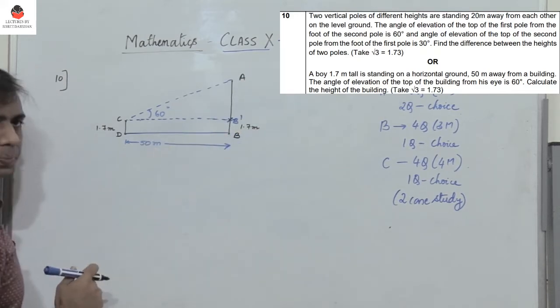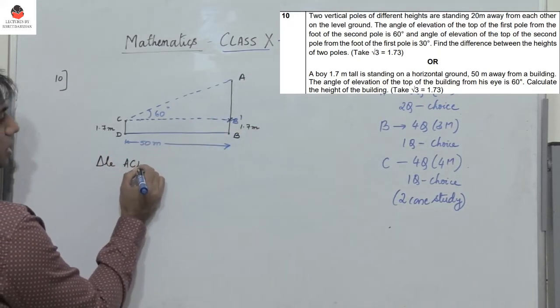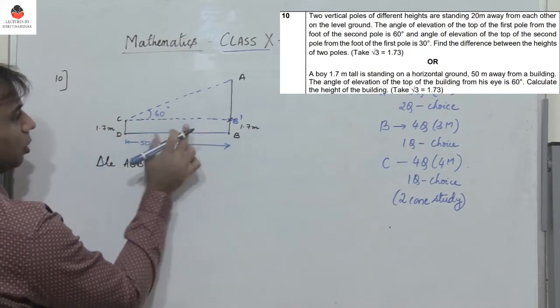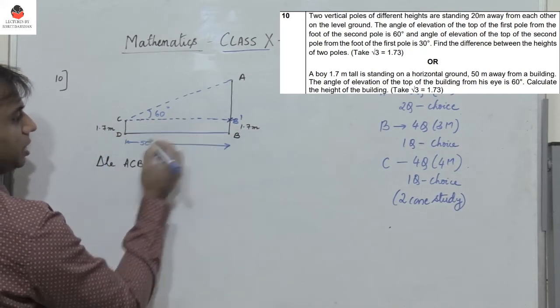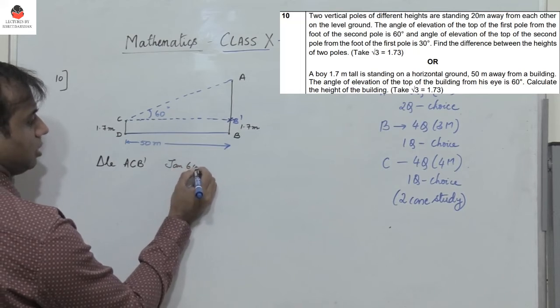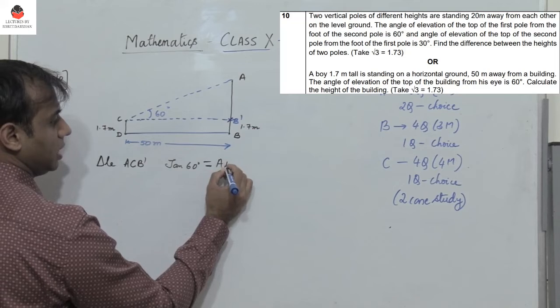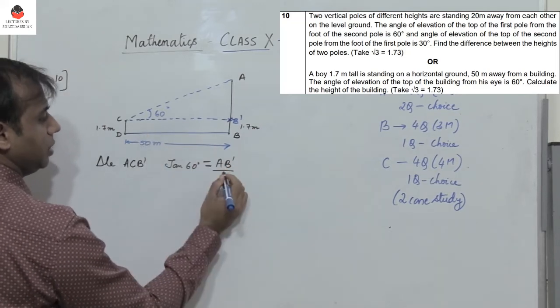So now consider triangle ACB dash. Now this also is 50 meters. CB dash is also 50 meters. So therefore tan 60 degrees at C equals the opposite side, which is AB dash, divided by CB dash.